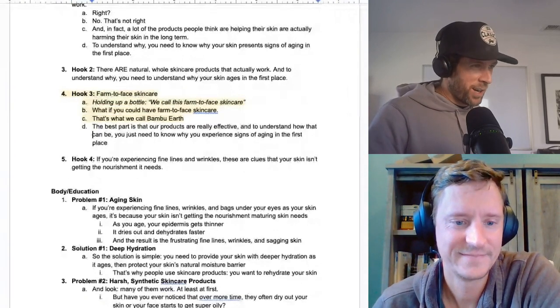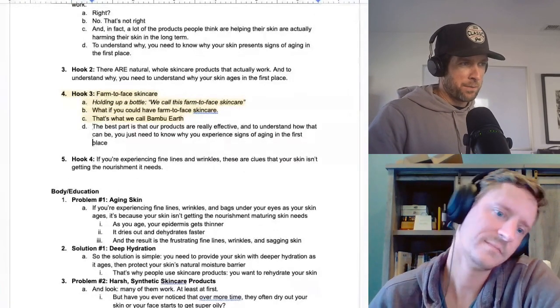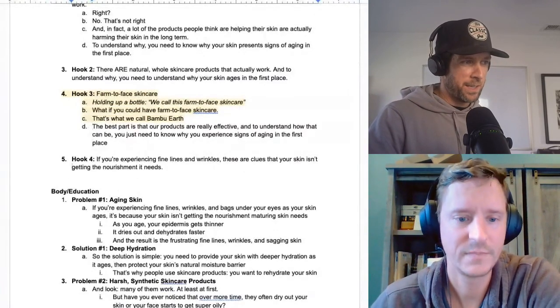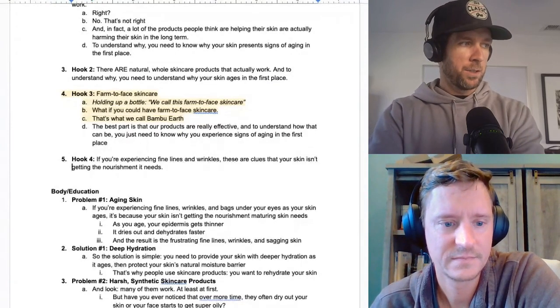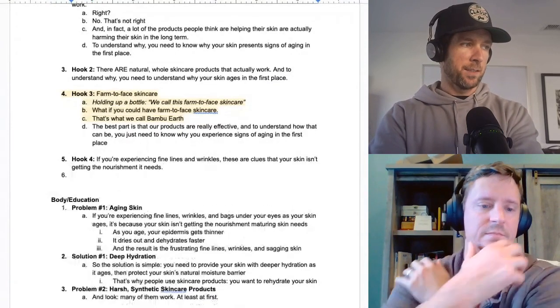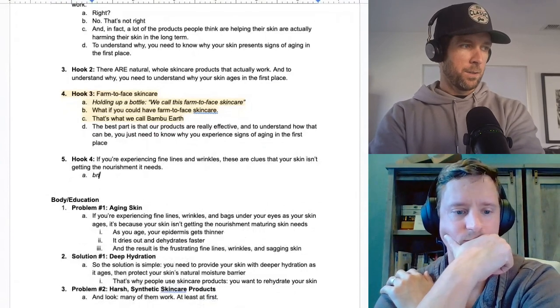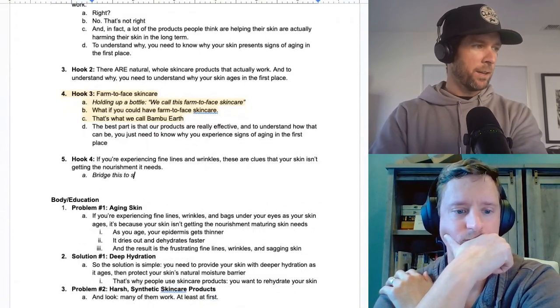All right. So we got your fine lines and wrinkles one. Hook 4: If you're experiencing fine lines and wrinkles, there's a clue that your skin isn't getting the nourishment it needs. Yep. Now I'm going to put another note here for you, which is to say, bridge this to section 2 below, probably. Okay. Any other hooks?